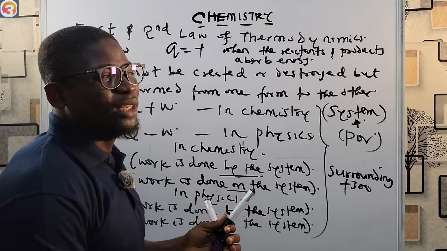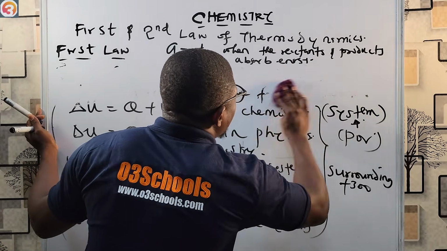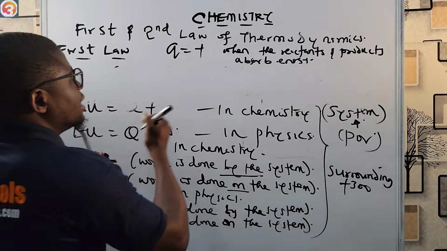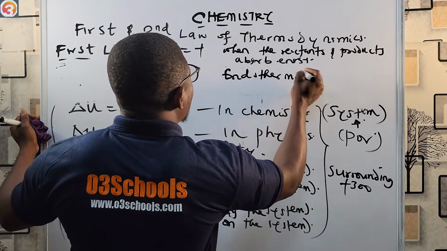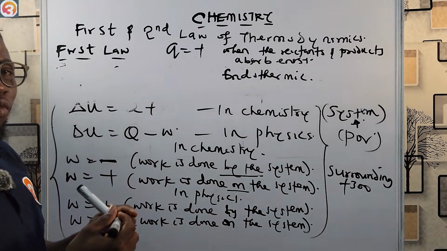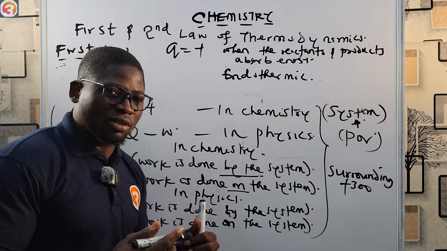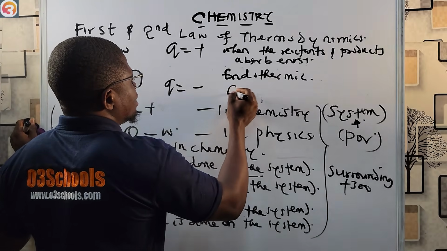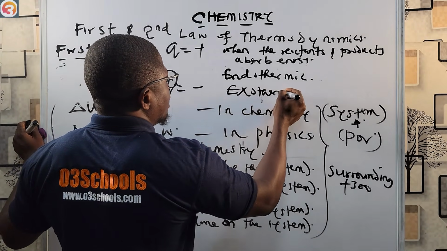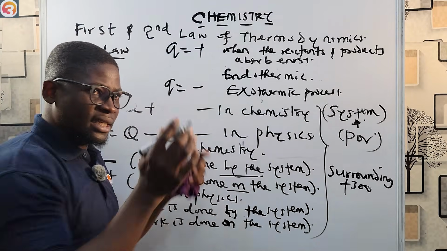That means it is an endothermic process. Q is positive and it's endothermic, when the reactant and product of a reaction absorb energy. While Q is negative, that depicts an exothermic process, when it liberates heat to the surroundings.